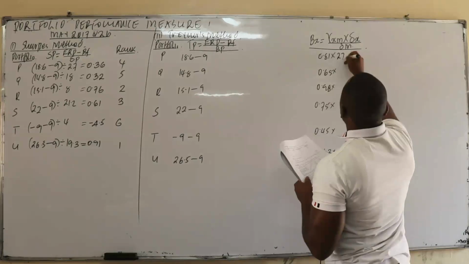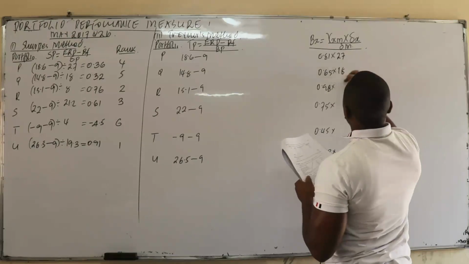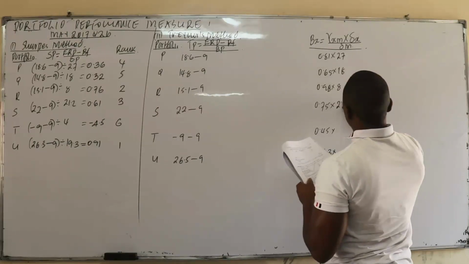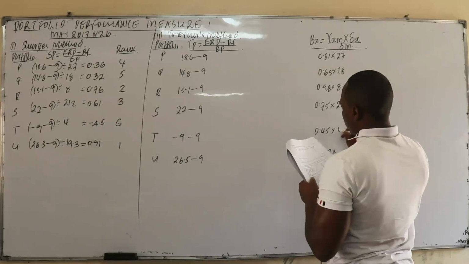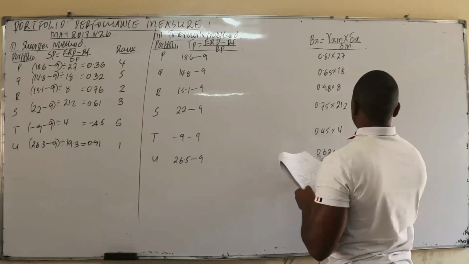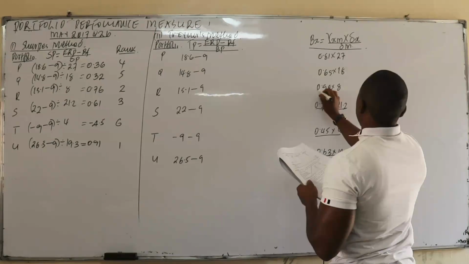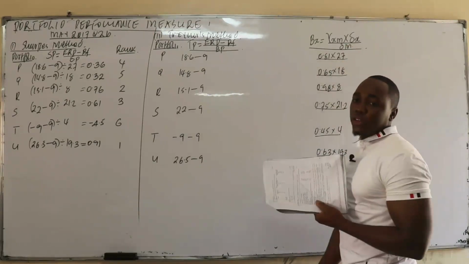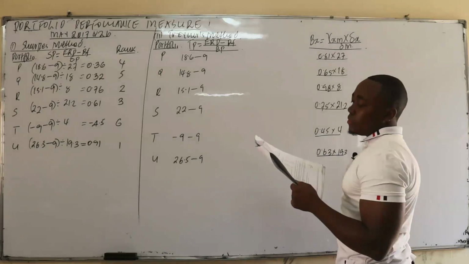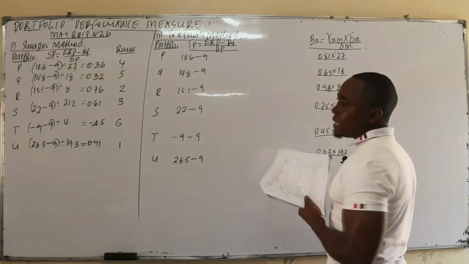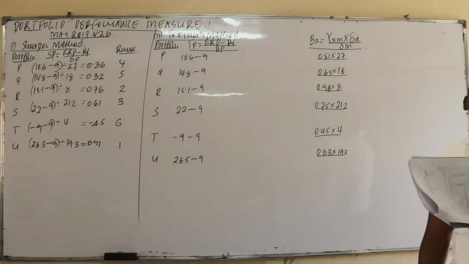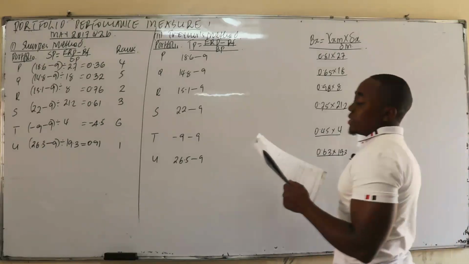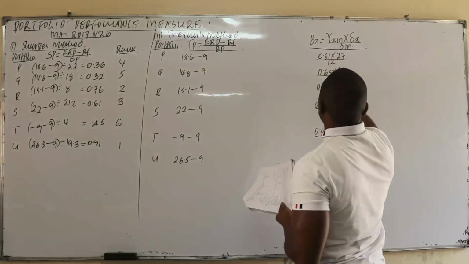Then you multiply by the standard deviation of the security or the portfolio. Here we have 27, 18, 8, 21.2, 4, and 19.3. And then you divide by the standard deviation of the market. How much was the standard deviation of the market? We want the standard deviation of the market. It's 12. It's already there.